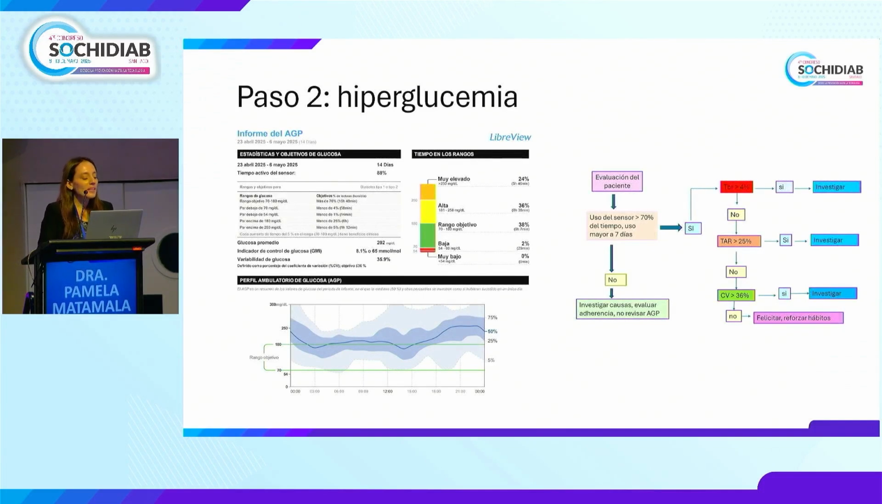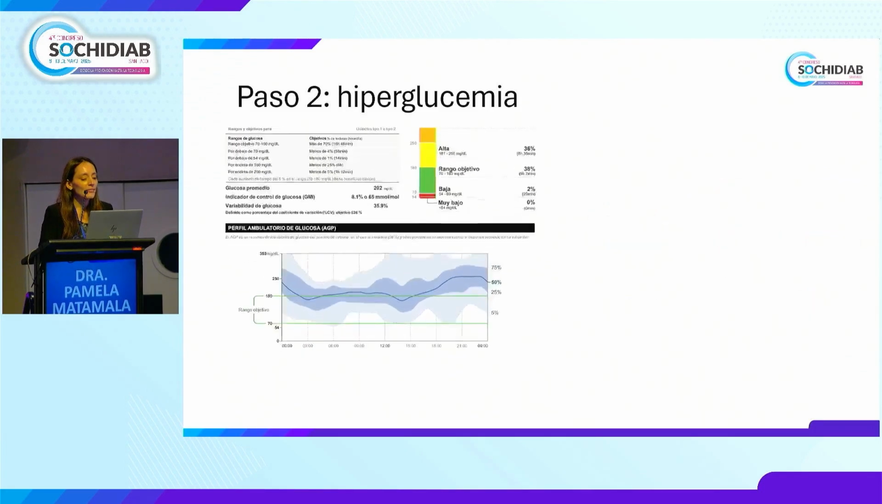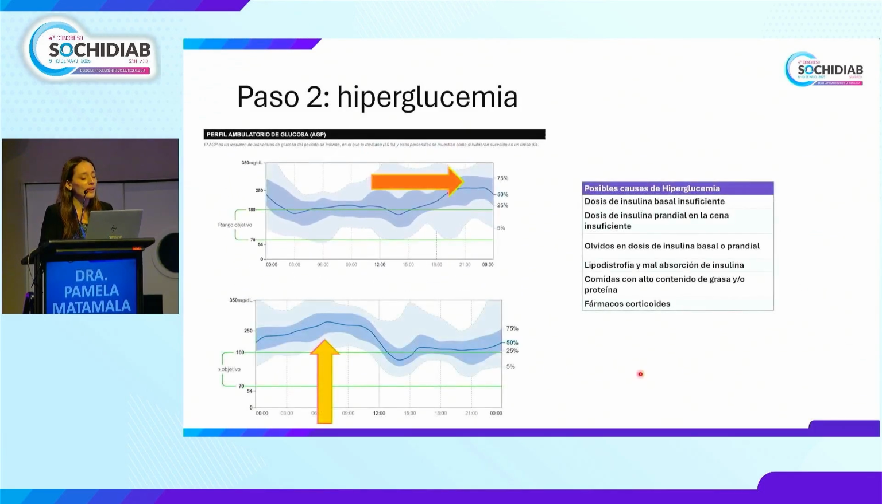Let's see this other case. If you take a look, once again, 14 days, use of the sensor adequate, we can interpret these data. And here, the problem is not hypoglycemia, but the time over range that goes over 25%. If we take a look, let's see the pattern. We have two very different patterns here. Hyperglycemia mainly after eating, postprandial in the post-dinner period, and here hyperglycemia, especially in the period between 3 and 6 in the morning, early morning.